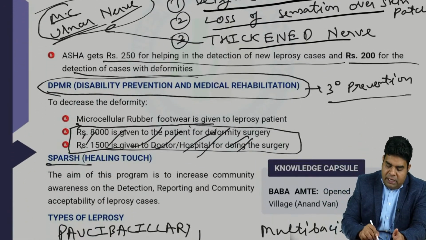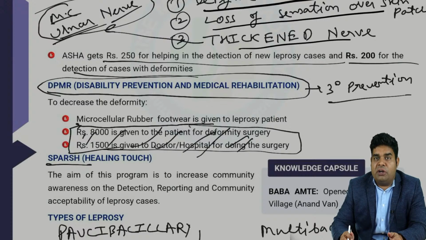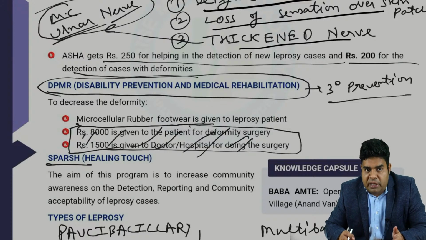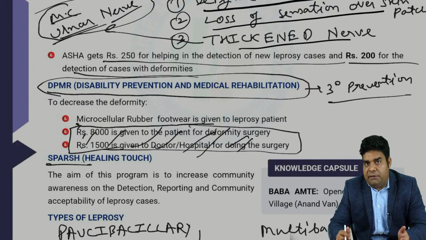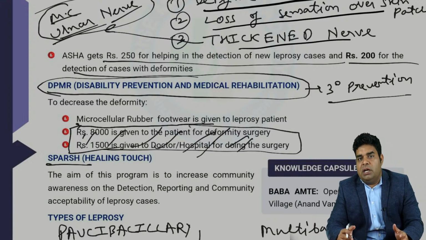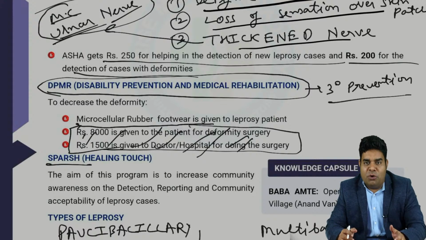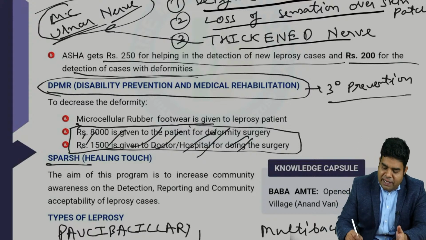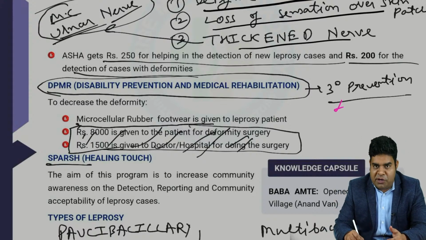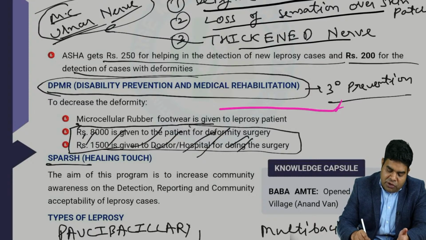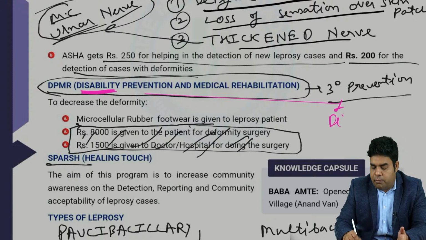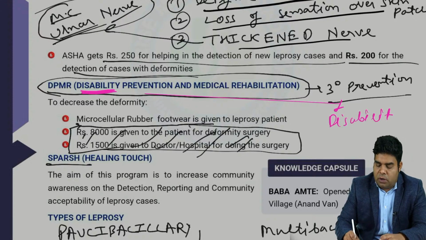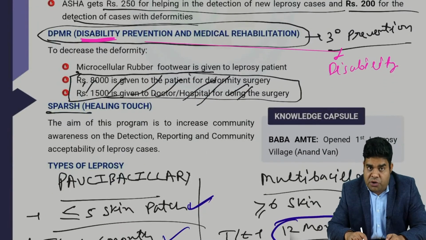And the government is doing disability prevention and medical rehabilitation for leprosy patients. They are giving them microcellular rubber footwear so that they don't develop cuts and all. And if they give you an image of a patient where leprosy or filariasis patient foot care is done, then that is definitely an example of tertiary prevention, because tertiary prevention includes disability limitation. And when we are doing foot care, it is mostly to limit the disability. Okay, so that's why it is tertiary prevention.